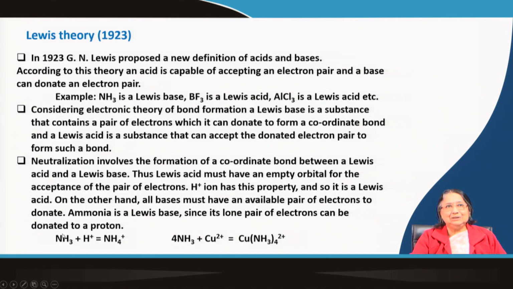Here you can see that ammonia can combine with H plus, a proton, to form the ammonium ion. This is nothing but coordinate bond formation. In a similar way, the copper 2 plus ion can form a complex with ammonia molecules to form the cuprammine complex, Cu(NH3)4 2 plus. This is also a type of bond formation, and it can be explained very nicely by the Lewis theory.